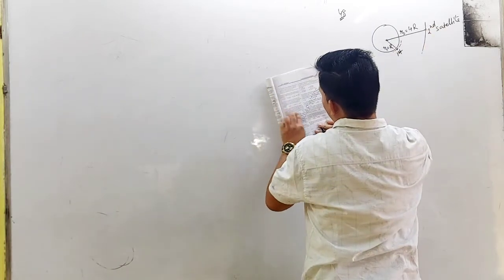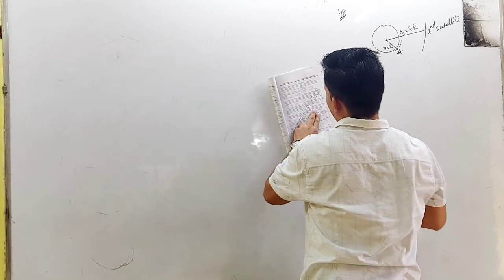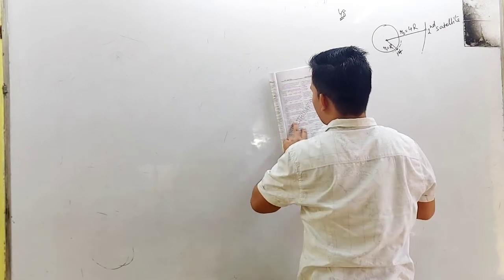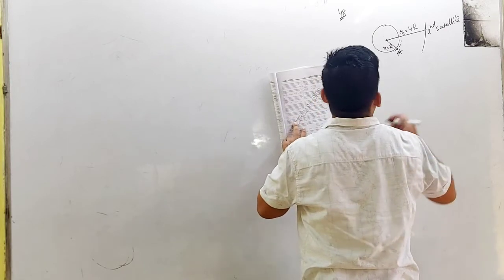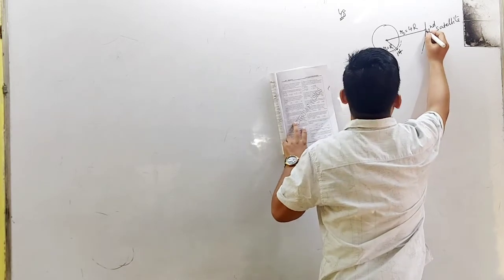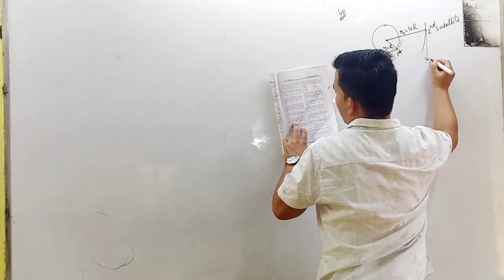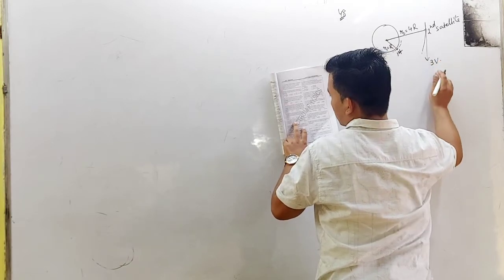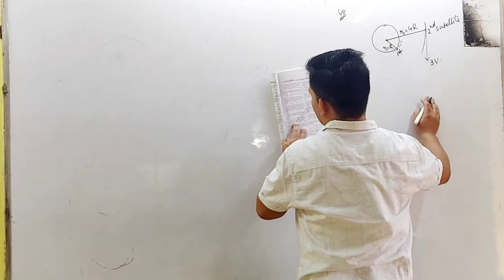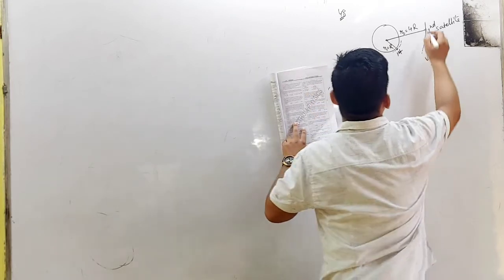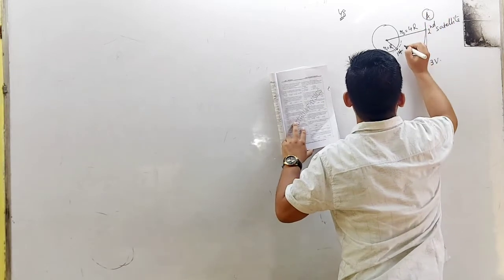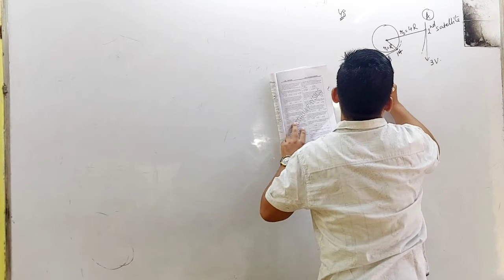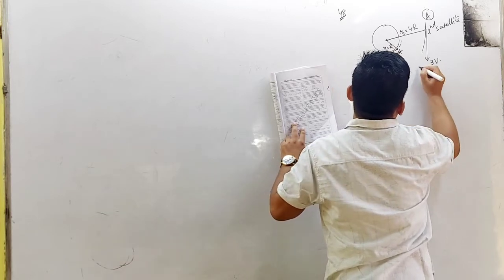If the velocity at a radius 4R is given as 3v, this is satellite A, and this is satellite B. Starting here, we have to find out the velocity of satellite B.